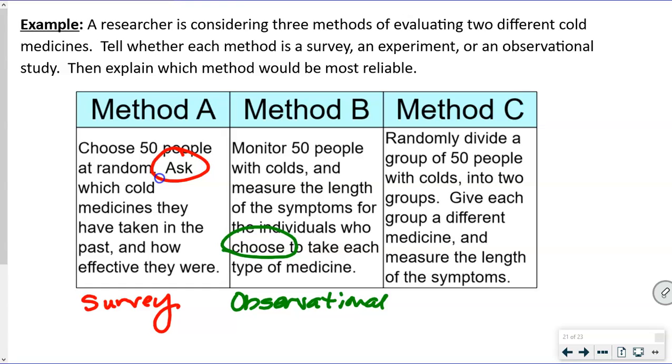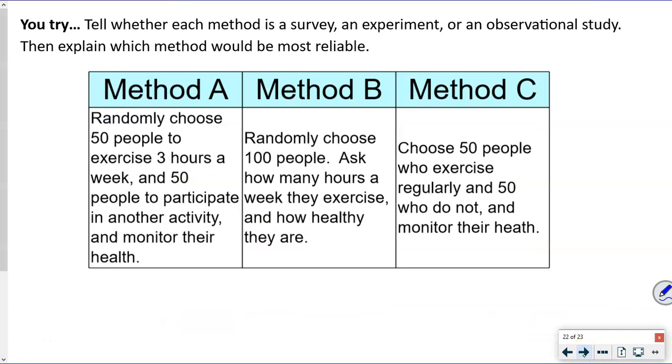into two groups is what determines that this is going to be experimental. Now, which one do you guys think would give you the most reliable data? Yep, experimental is always going to give you the most reliable data, okay, because it has a control group. All right, let's see if you guys can do this last you try.